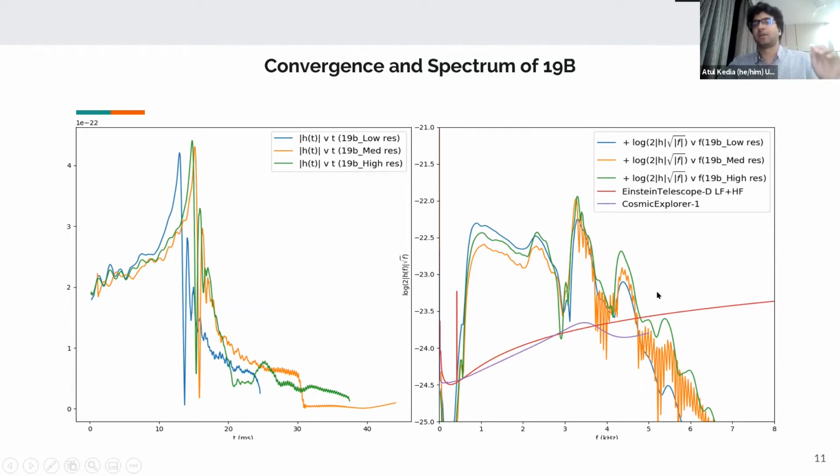And further, the main point I want you all to take away is that this post-merger signature will most likely be visible through the next generation gravitational wave observatories like Einstein Telescope and the Cosmic Explorer, because their sensitivities are much lower. And LIGO on the other hand, I don't have a plot over here, but it goes much above, and these high frequency regimes correspond to the post-merger signature.